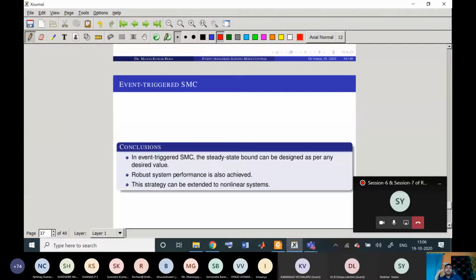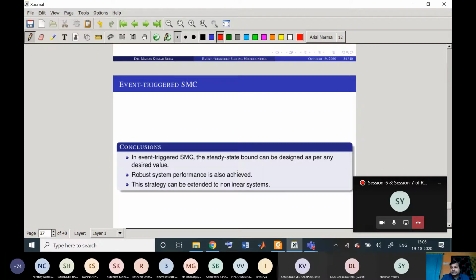Here you see I have not considered any network induced constraints like delay or packet loss. So if you consider such imperfections of the network, then how can event triggered SMC be designed? All these issues are there, and they are a very current research trend in this area.